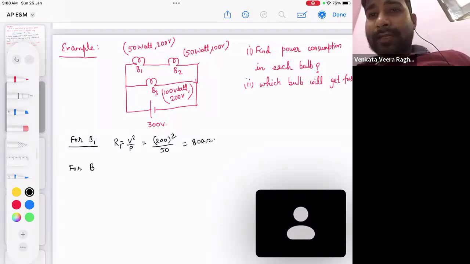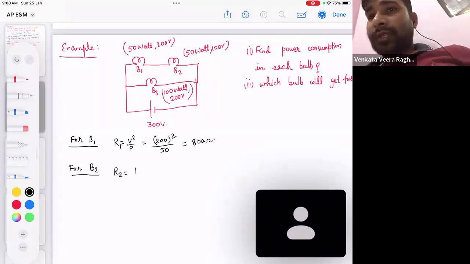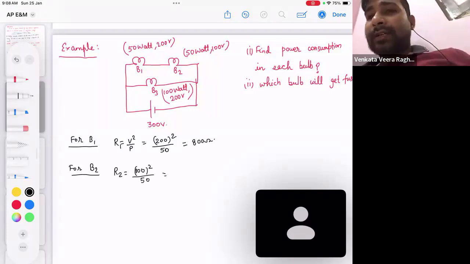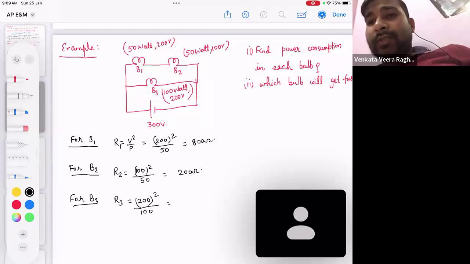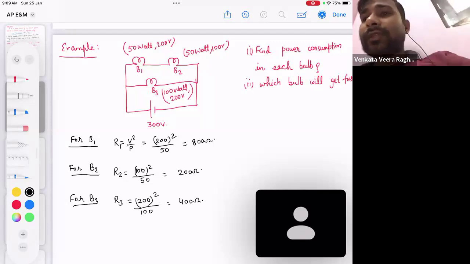For B2, if I calculate, what will it come to? R2: this voltage is 100 square, and power is 50. So we get 100 into 2, 200 ohm. And for B3, what will the resistance be? B3 resistance will be 200 square divided by 100, so 200 into 2, 400 ohm. This is the resistance of bulb 1, bulb 2 and bulb 3.